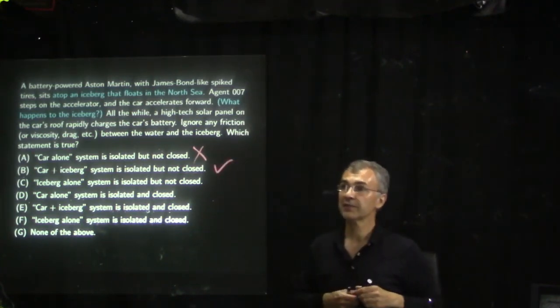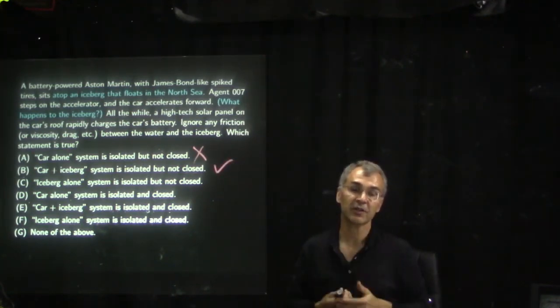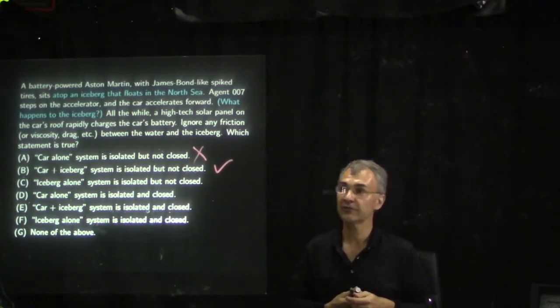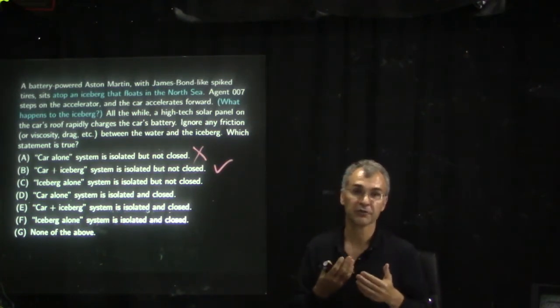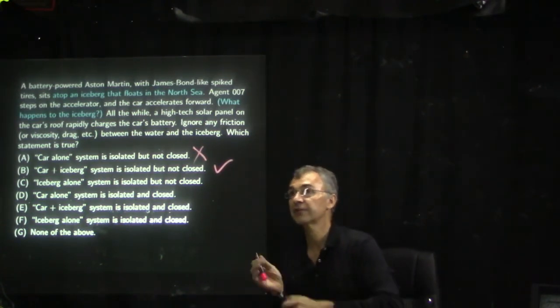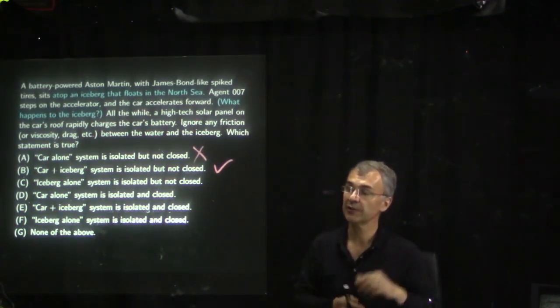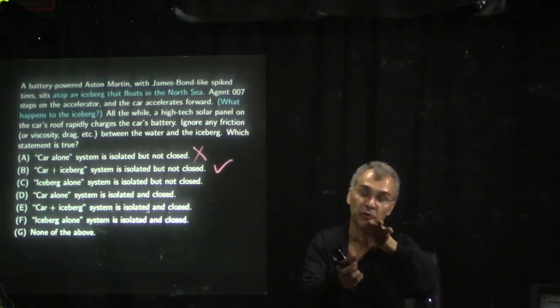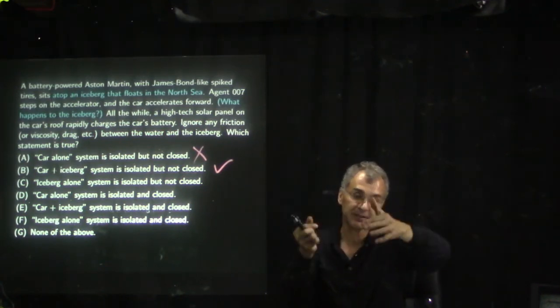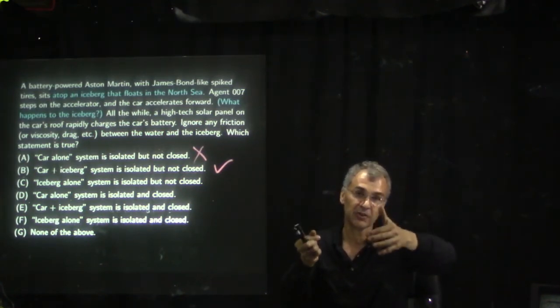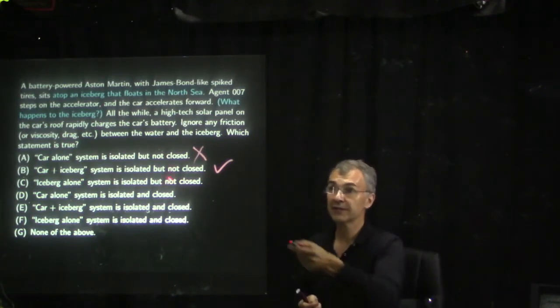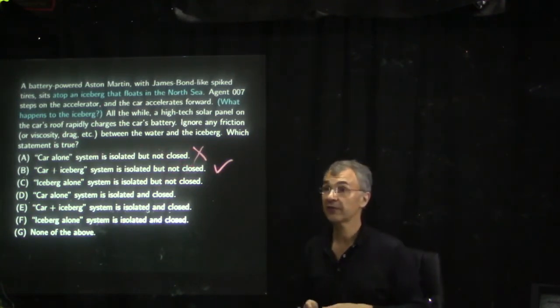You see, the momentum of the car plus iceberg system should be constant if you ignore the water drag. If you say there's negligible friction between the water and the iceberg, then the car accelerates forward, the iceberg accelerates backward, but the car plus iceberg system has a constant momentum. But there's energy coming in from the sun, so I think it's isolated but not closed. I like that.